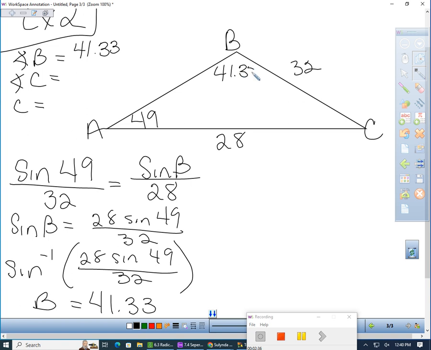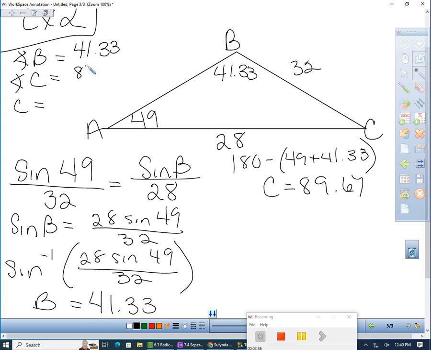Now, how is it again that I find angle C? So I'm going to take 180 minus 49 plus 41.33. What do we get for angle C?